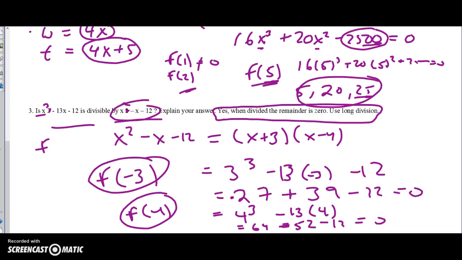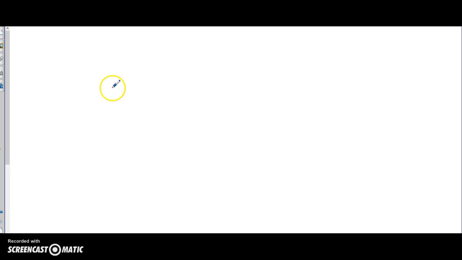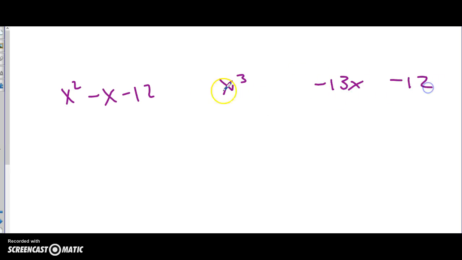Another way to do it is to use long division, and I'll add an extra page here. This is long division a little differently than we've done it in the past, but you can probably work this out. I want to know if this divides into this. I'm leaving a big space here on purpose, and what I'm going to do is use long division. Just got to be careful here.